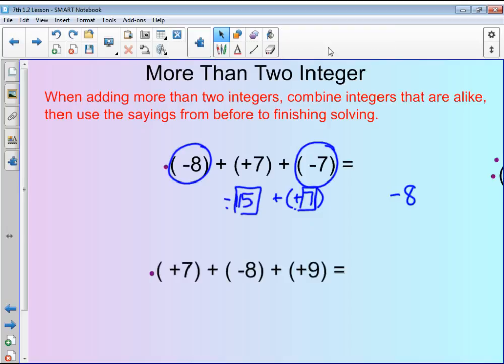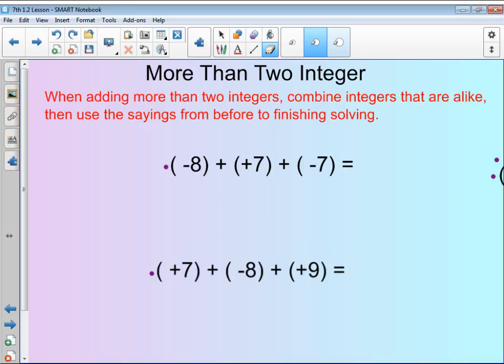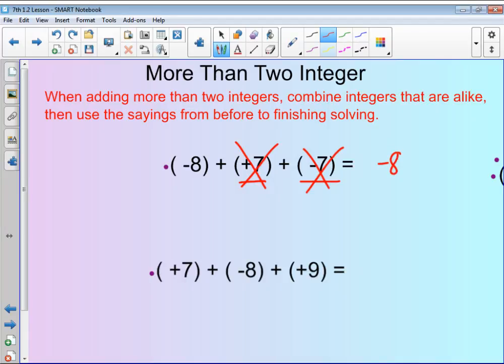Maybe some of you noticed a number and its opposite. So here I had positive 7 and negative 7. And remember what happens when you have a number and its opposite? They cancel each other out. It'd be like saying plus 0. So negative 8 plus 0 would still give us negative 8. So if you're seeing those shortcuts, by all means, take those shortcuts. The older you get, your brain's going to start to see some of those things and save you some steps.